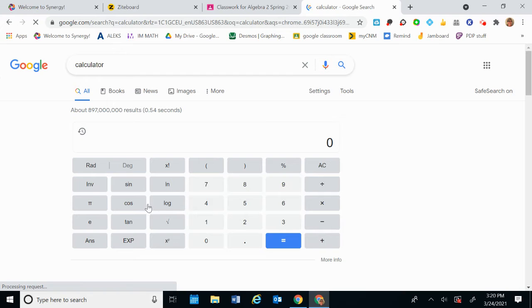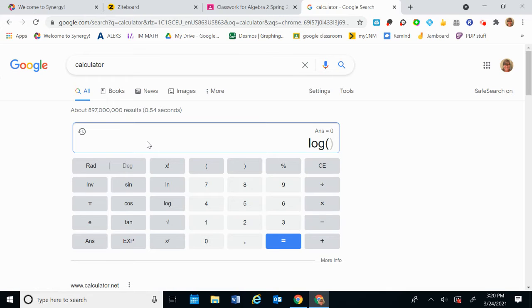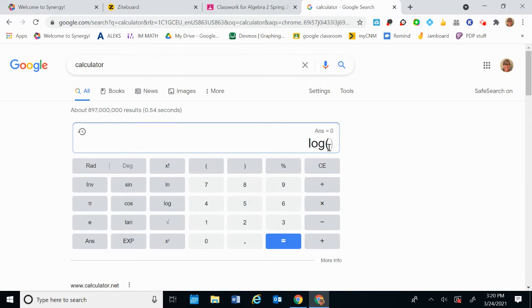Okay, so we're going to go log, and then you're going to go ahead. Log 23 over 6, yeah. So you just literally put in 23 divided by 6, close the parentheses, and there's your answer: 0.5835. A lot of times we go down to the fourth number.